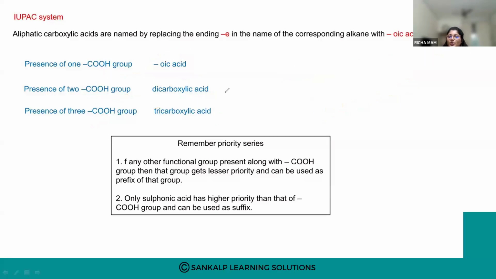So any other functional group present along with the COOH group gets lesser priority and is used as a prefix. Prefix means you write the name before, and then you end it with the suffix of oic acid. Only sulfonic acid has higher priority than the COOH group and can be used as a suffix.